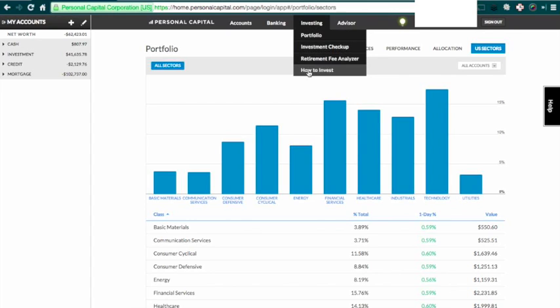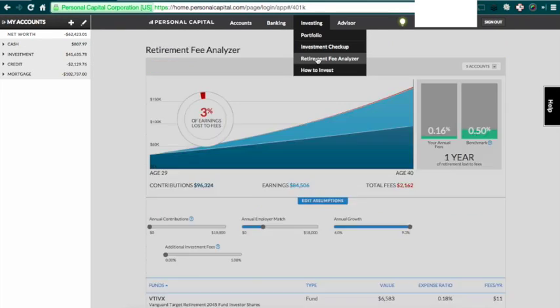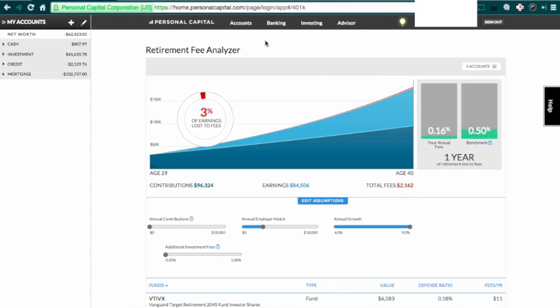They also have a retirement fee analyzer, which I think would help many people who have 401ks through their place of work. I do not, and neither does my wife. So we invest elsewhere, like I mentioned earlier, with Vanguard. And the retirement fee analyzer will take your current contributions, anticipated growth based on a set return that you can assume down here, and it'll tell you how much of your earnings will be lost to investment fees like loads or management fees or something like that.